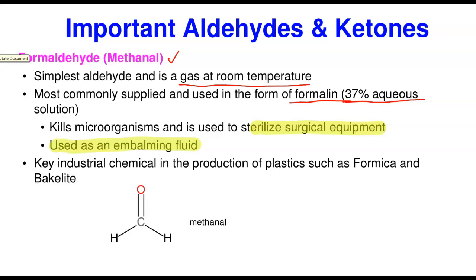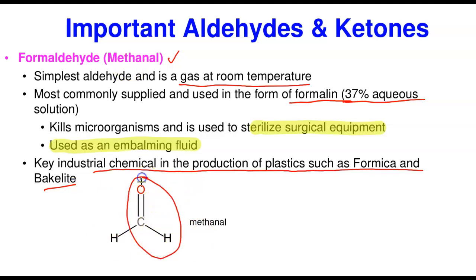All right, so it's a key industrial chemical in the production of plastics such as formica and bakelite. And of course, this is the structure. Remember, I told you it has meth, meaning 1 carbon, and is an aldehyde. This is an aldehyde functional group and it has hydrogen on the other side. This is methanal, or formaldehyde. And again, you have to memorize the structure. You have to memorize the old name as well, because the old name can come up in the exam.